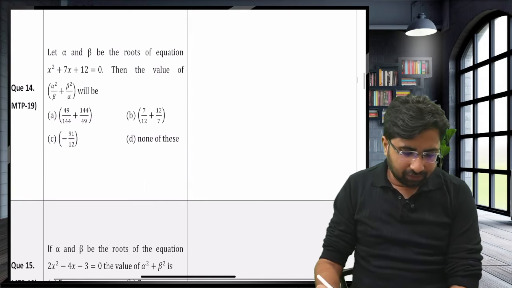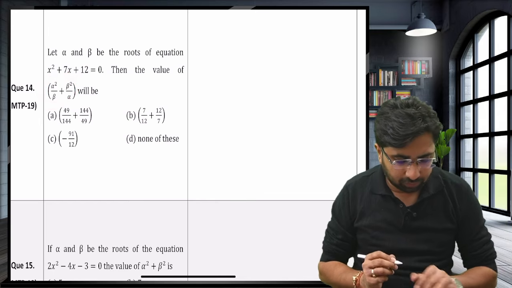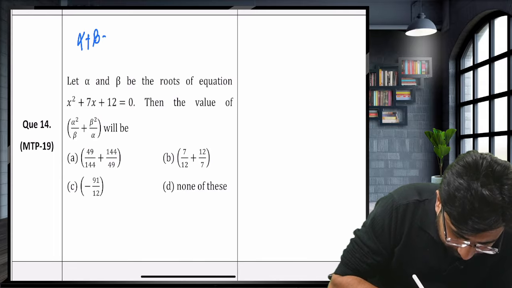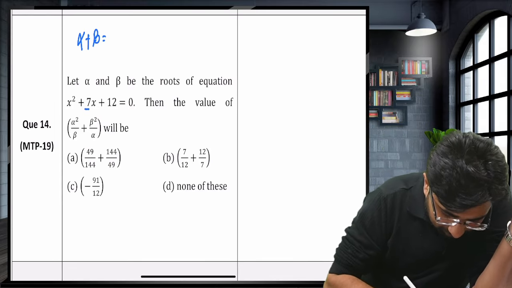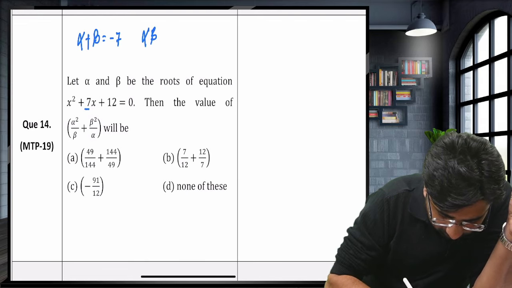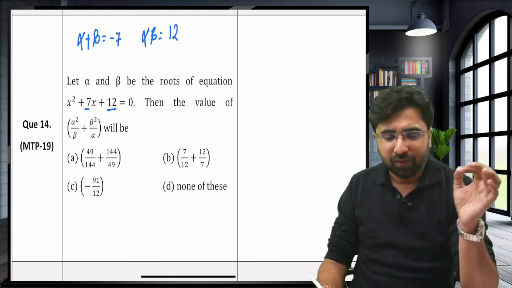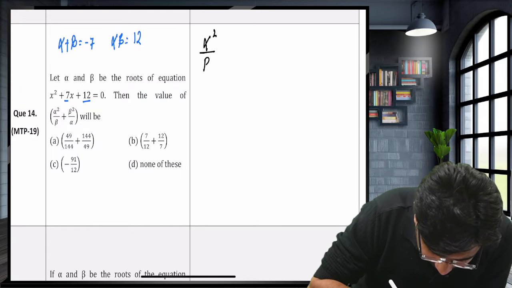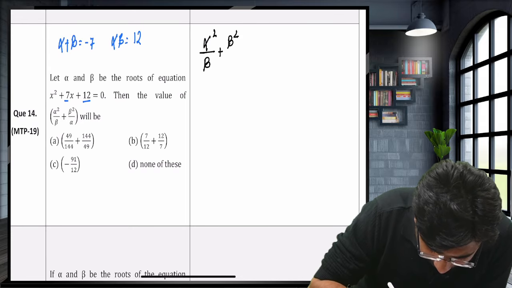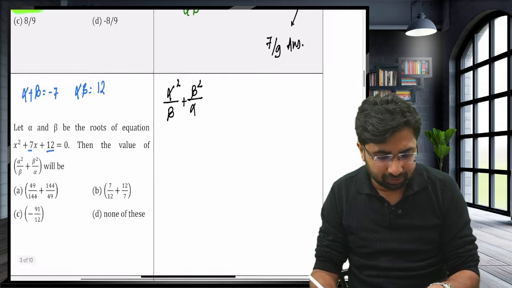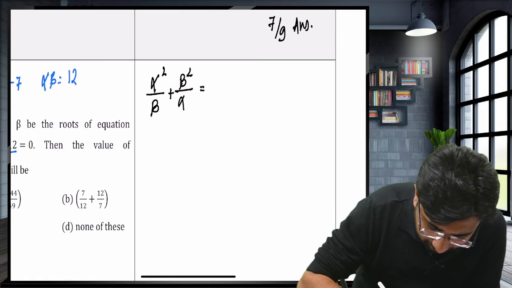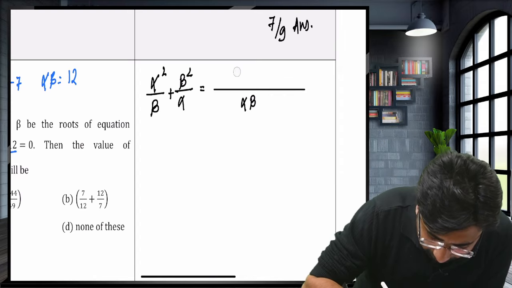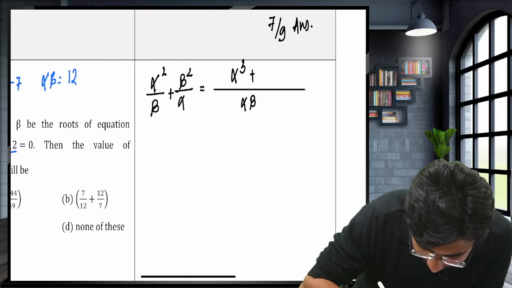Now, they have given you this and they are asking the value of this. We know only two things. First, we know alpha plus beta. What is alpha plus beta? Minus b by a, that is minus 7. And we know alpha into beta, that is c by a. I am asking the value of alpha square upon beta plus beta square upon alpha. To solve this, first of all, we need to simplify. So you will get LCM alpha into beta, cross multiply alpha cube plus beta cube.